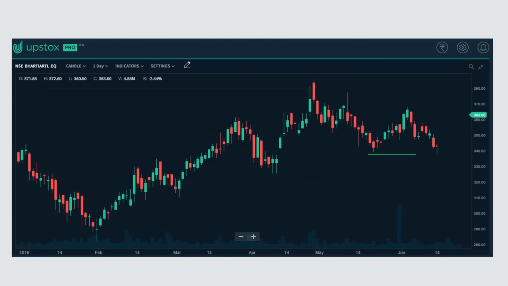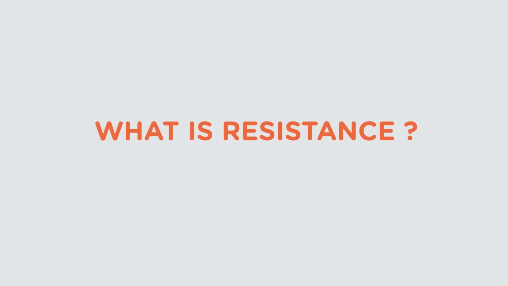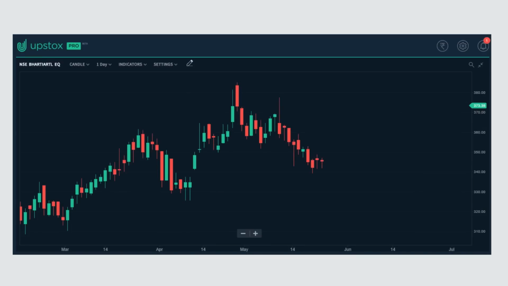Hi there. In the previous lesson, we learned about what support is and how it works. In this lesson, we learn about resistance and how they form. So, what is resistance? If you understand support well, then resistance is very easy to grasp. Resistance is the exact opposite of support. All obvious swing highs are resistance points.